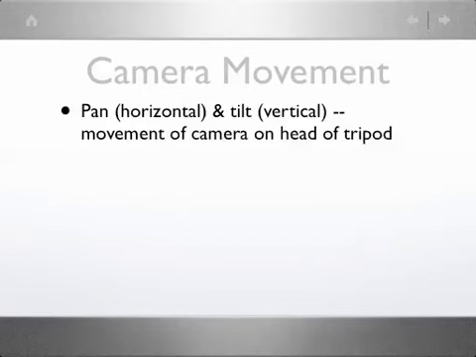Up and down movement of the camera, if the head of the tripod is moved so that the camera begins to point down towards the ground, or alternately begins to point up towards the sky or higher at a low angle, that vertical movement of the camera on the head of the tripod is called a tilt. So pans and tilts are sort of companions of one another as types of camera movement that are achieved through the movement of the camera on the head of the tripod.